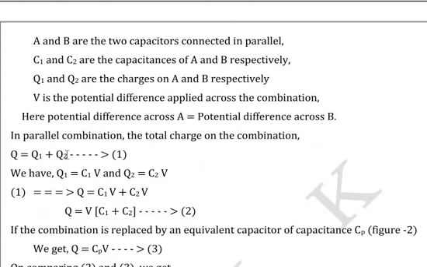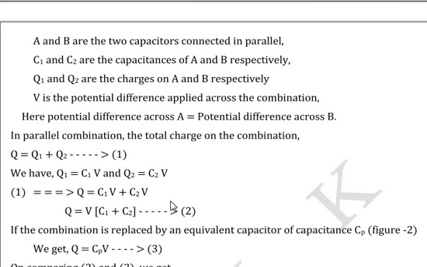Q is Q1 plus Q2, where Q is the charge of the combination, Q1 is the charge across the plates of the first capacitor, and Q2 is the charge across the plates of the second capacitor. Also, from the definition of capacitance, we know that Q1 is C1 into V. V is the potential difference applied across the combination, which would be the same also across C1 and C2. So Q1 would be C1 into V and Q2 would be C2 into V. So Q is C1 into V plus C2 into V, or Q is V into (C1 plus C2).